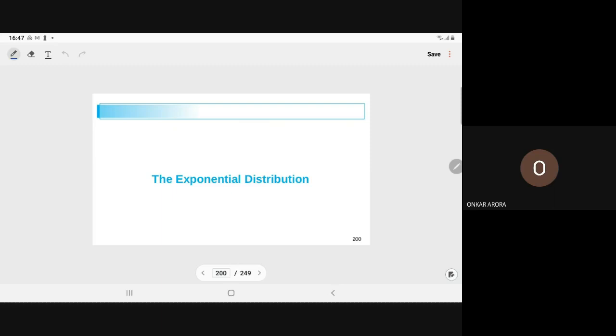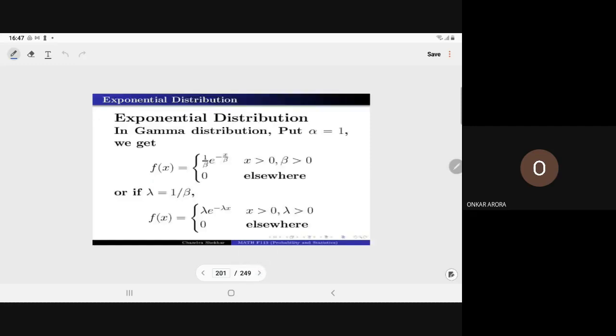In continuation of the gamma distribution, we have another important distribution known as the exponential distribution. It is a special case of the gamma distribution, right? You just have to put alpha is equal to 1 and you will get the PDF for the exponential distribution. What is there? We have 1 upon beta to power alpha, gamma of alpha, x to power alpha minus 1, and e to power minus x upon beta.